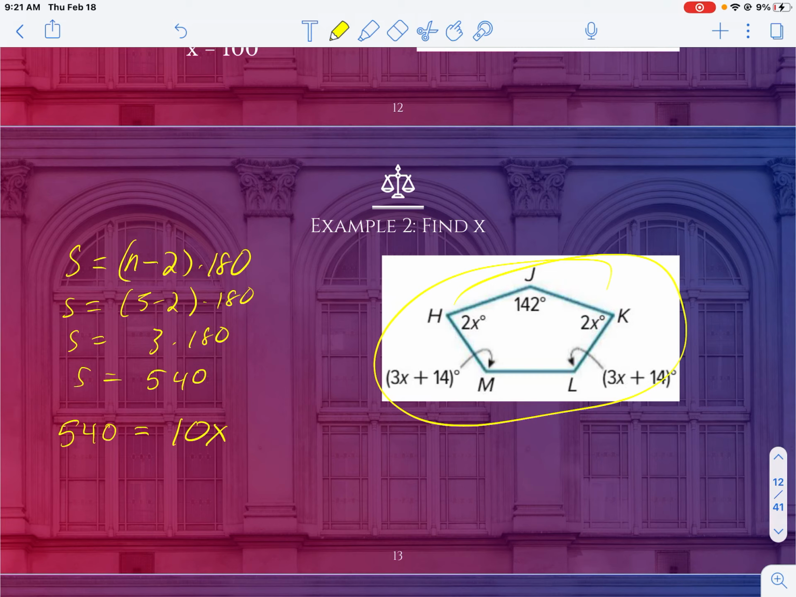Then I have 14 and 14 is 28, plus 142. That makes 170, if my math is correct. I think that's right. So now I subtract 170 from both sides. I get 370 equals 10x. Divide by 10, I get 37 equals x. So again, the main idea is you add up all the angles and set it equal to the sum of all the angles inside the polygon, not triangle.